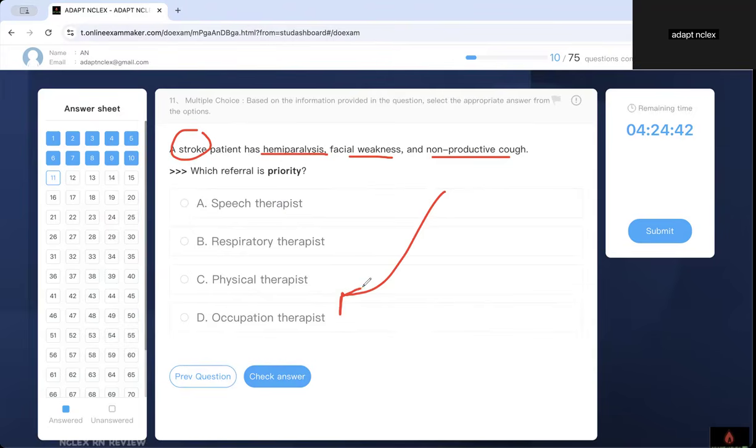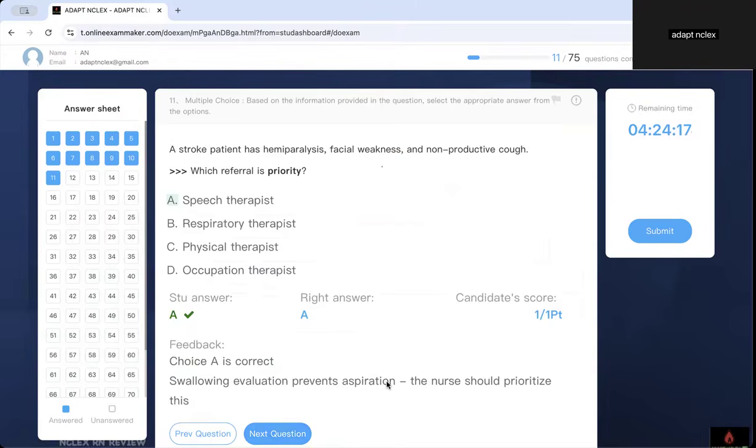Do you think they care about using their hands? Using their whole body? Respiratory or speech? Which one? Aspiration is number one for a stroke patient who has all these things. And therefore, who is going to do the aspiration test? Who is going to be in charge and help us see if this patient can eat? Speech pathologist. Very, very important.